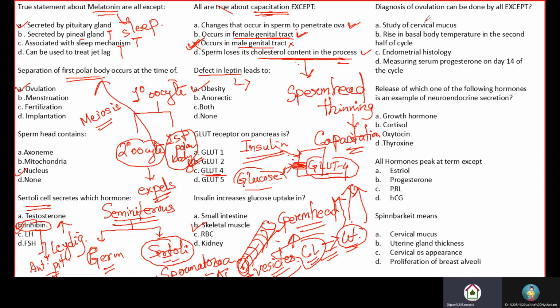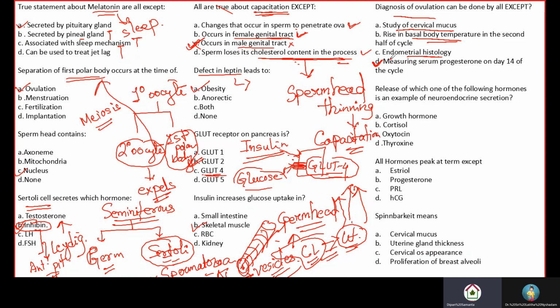So by which method diagnosis of ovulation can be done? First of all, study of cervical mucus, it's possible, right? Actually diagnosis of ovulation can be done by study of cervical mucus, rise in basal body temperature, that is BBT method, we call it BBT method, endometrial histology, obviously that will be the best, endometrial histology, measuring serum progesterone 14th day of the cycle, this is not. Okay, so this is the answer, but we need to know how the other three options are possible.